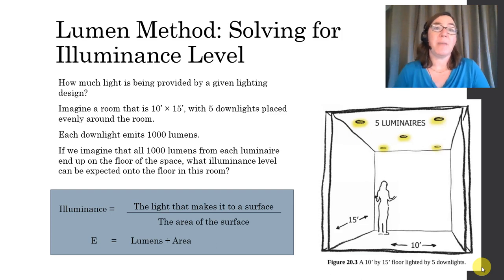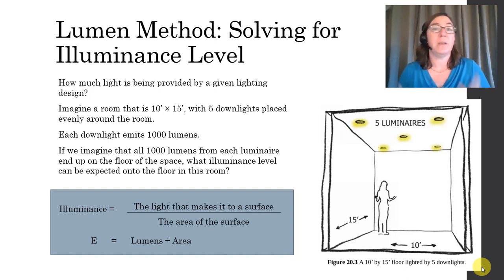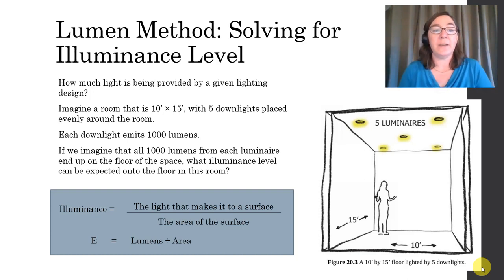Let's start with that first method of using the Lumen method, solving for an illuminance level. And so we ask ourselves how much light is being provided by a given lighting design. And here's an example. Imagine a room, it's 10 by 15, and it's got 5 downlights placed evenly around the room. Each of those lights emits 1,000 lumens. So we're going to assume that all 1,000 lumens end up on the floor of the space and ask ourselves what illuminance level can be expected in this room.